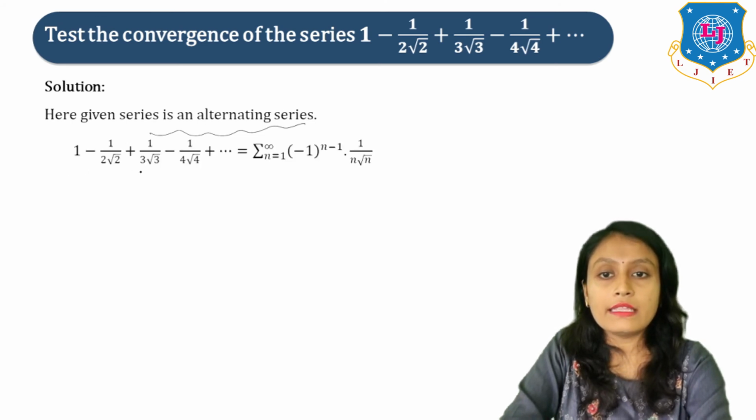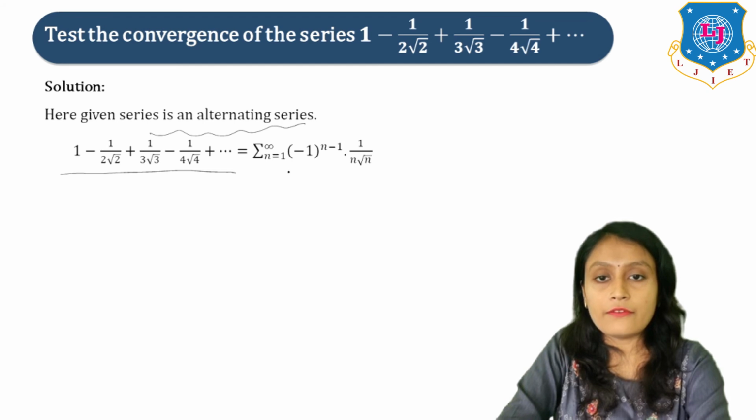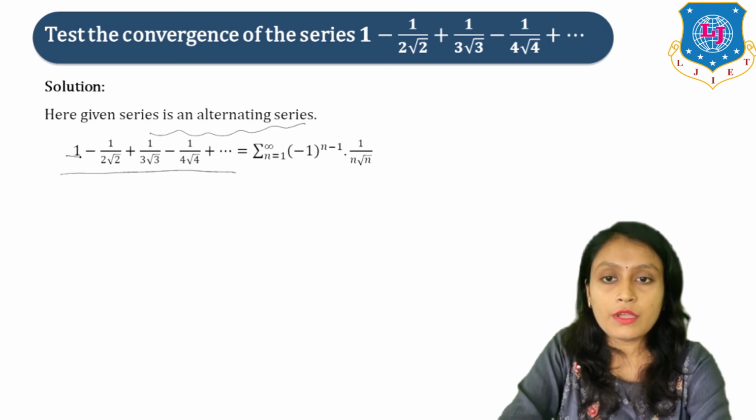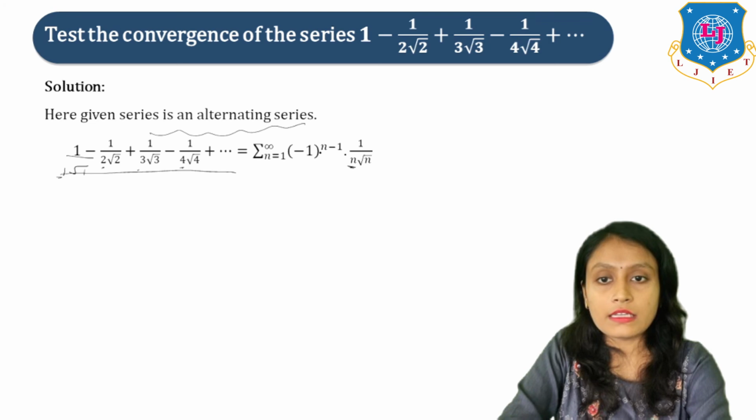Now we will write the nth term. So the given series is this. In general we can write it as summation n from 1 to infinity (-1) raised to n minus 1 into 1 upon... Now here you can write as 1 into root 1. So here we have 1, 2, 3 and 4 and so on, right? So we will write it as n. And here we have under root 1, under root 2, under root 3 and so on. So we will write it as under root n.